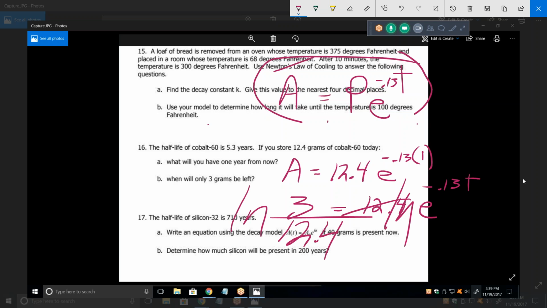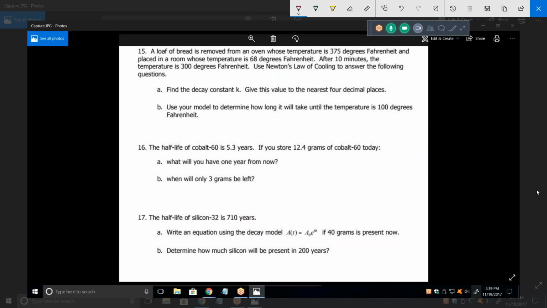Okay, let's see. Do we have enough time to at least talk? Let's see if there's anything unusual about this last question. Yeah, we got time anyway. The half-life is 710 years for all silicon-32. Write an equation. When you were looking for the equation, there it was. It was on the page. We just didn't see it at the bottom.